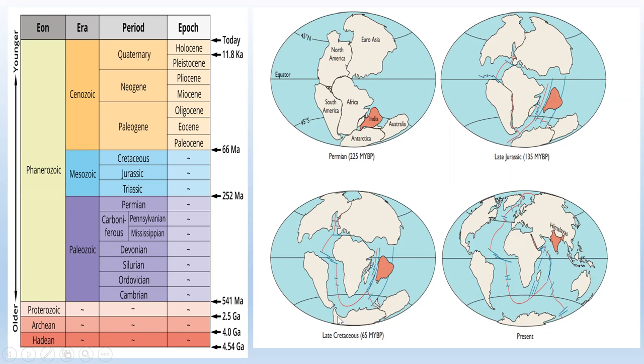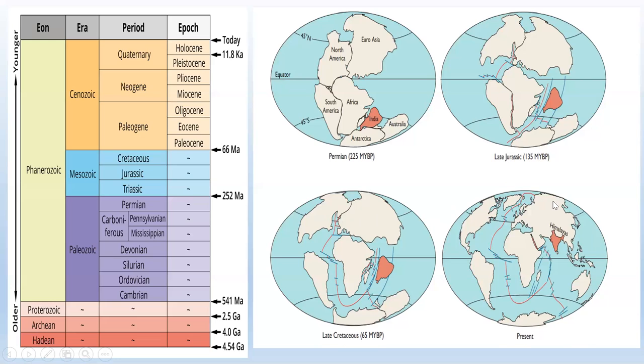Then in the late Cretaceous, around 65 million years ago, the Deccan volcanic events also started. The continents moved apart and started their migration from their Gondwana position.